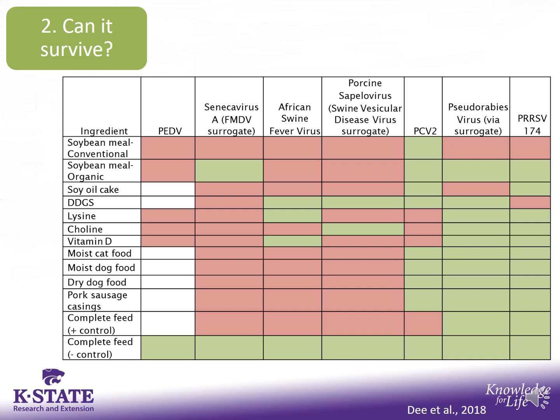The other way that you can look at this table is by going across in rows by looking at specific feed ingredients. In this case, you can see that conventional soybean meal was one of the ingredients that harbored these viruses the best, where it was positive for nearly all of the tested viruses, the exception being PCV2. Alternatively, something like distillers grains was less likely to be positive. And in this case, only Seneca virus A, or the foot and mouth disease surrogate, was positive in dried distillers grains.